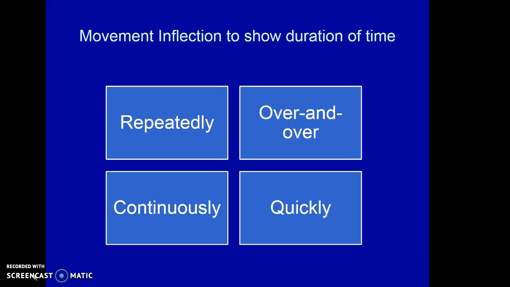A final movement inflection that can be added to some verbs is the movement inflection of quickly, and that is signed just as you would expect, to study very briefly, to read something very briefly, or glance at something. The sign itself is formed with a quick motion to show that the idea of the verb is performed in a quick way.